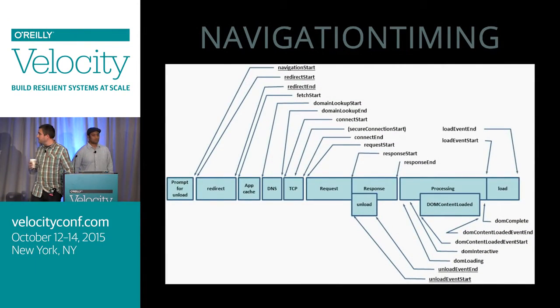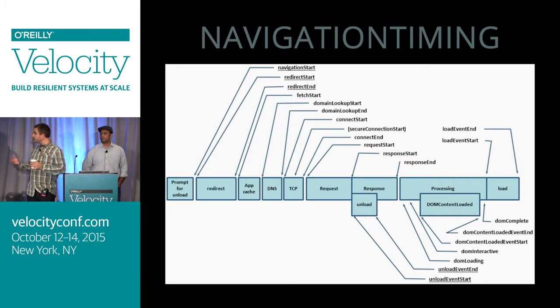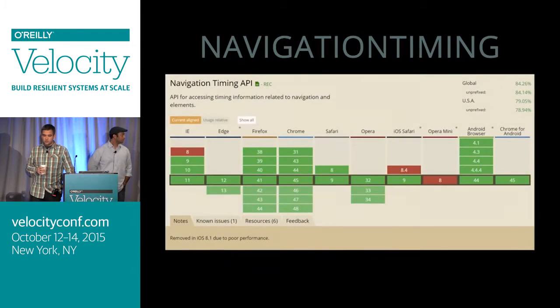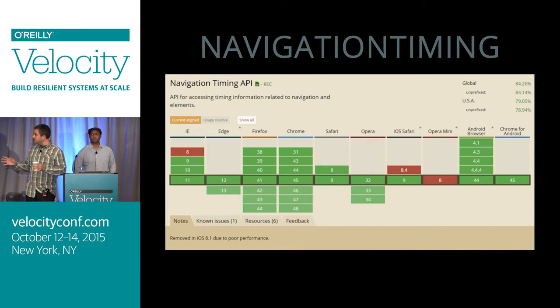Navigation timing, which you've probably heard of, window.performance.timing gives you statistics measured in microseconds about the page load, so for DNS and TCP and everything. And a lot of RUM is built on top of navigation timing. Navigation timing, thankfully, is very well supported in today's browsers, and I'm very excited that iOS 9 actually has it in now. So we have really good performance metrics on mobile finally.